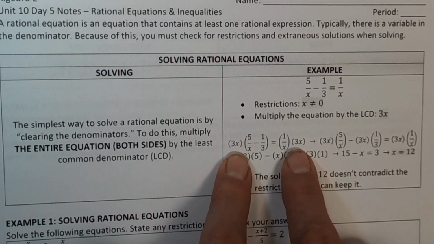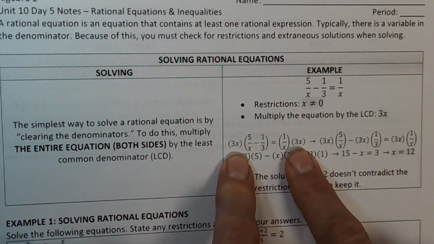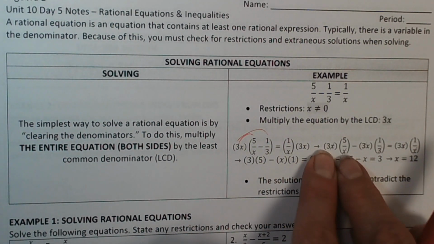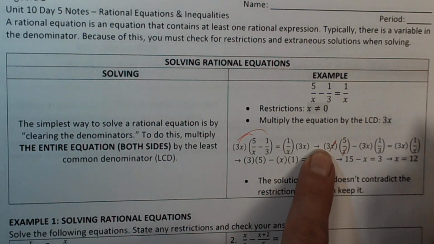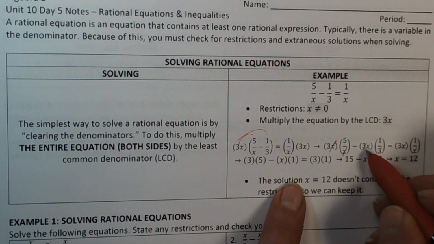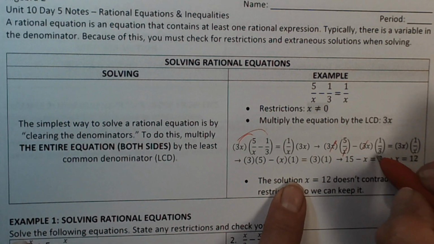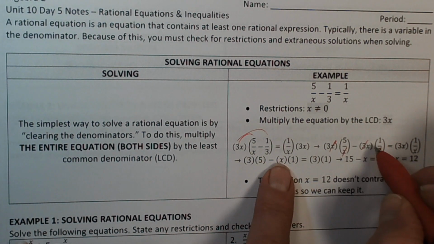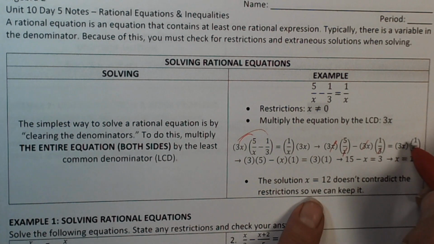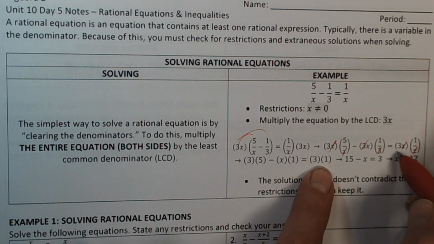So what you can see is that I multiplied both sides of my equation by that least common denominator. So I'm kind of distributing that into both of those terms. So when I multiply the 3x by the 5 over x, you can see that those x's sort of cancel out. So then I'm just left with the 3 times 5. Same thing with the next one. When I do the 3x times the 1 over 3, this time the 3's cancel out, and I'm just left with x times 1. And then over here, the 3x times 1 over x, the x's again cancel out, so I'm just left with 3 times 1.